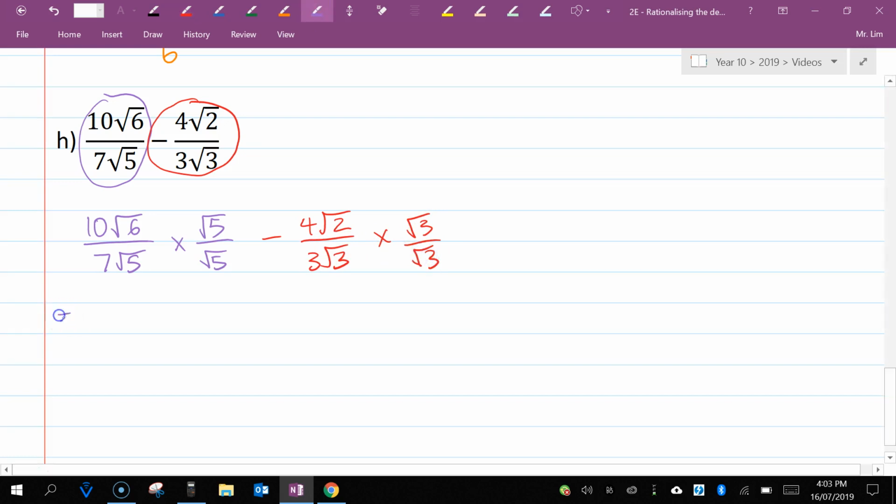So let's have a look at the first one. 10 root 6 times root 5 is 10 root 30. Okay, remember we can only multiply the numbers that are both underneath the third. Root 5 times root 5 is 5. 7 times 5 is 35. Minus 4 root 2 times root 3 is 4 root 6. Root 3 times root 3 is 3. 3 times 3 is 9.